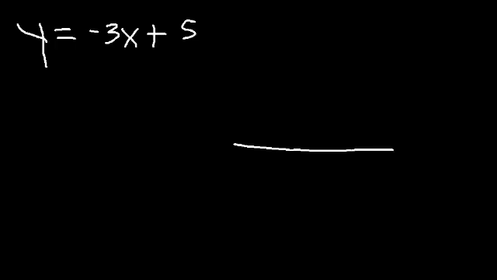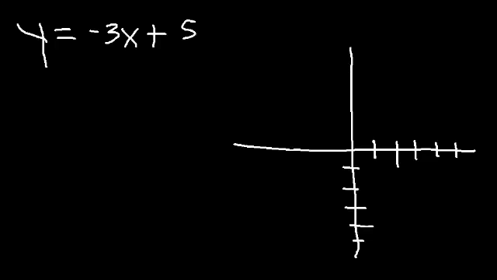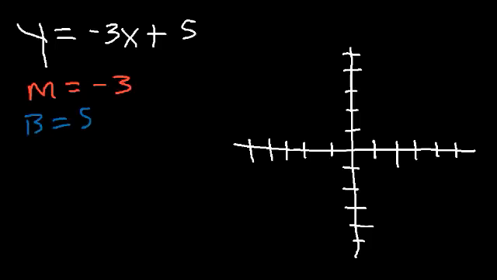Now let's try another example. Go ahead and graph y is equal to negative 3x plus 5. Feel free to pause the video and try this example. So the slope is negative 3 and the y-intercept is 5. The first thing we need to do is plot the y-intercept.